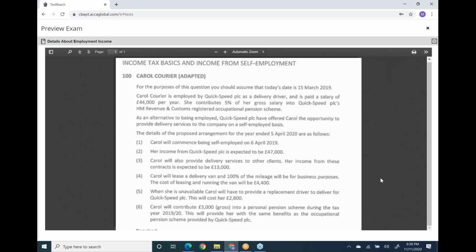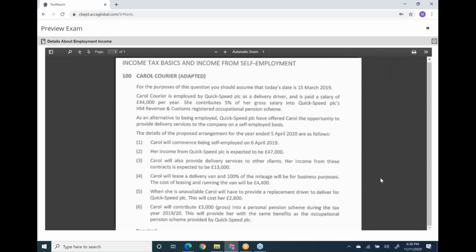Her income from Quick Speed PLC is expected to be 47,000. This is the first trading income. We'll add, don't worry, this is pure income. Carol will also provide delivery services to other clients. Now, she's visiting faculty, so she will teach in another institute as well. She will earn from two places, one from this and another amount from somewhere else. So her total trading income is 47 plus 13.